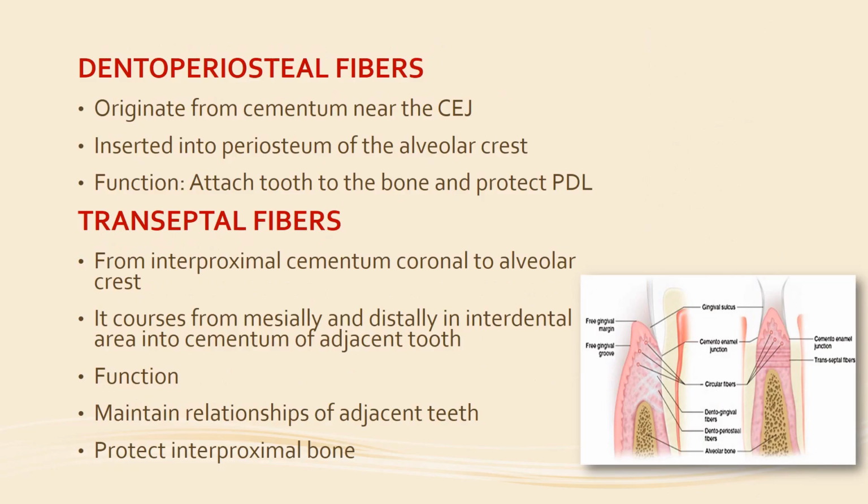Dentoperiosteal fibers originate from the cementum near the CEJ and insert into the periosteum of the alveolar crest. They attach the tooth to the bone and protect the PDL. Transseptal fibers originate from the interproximal cementum coronal to the alveolar crest. They course mesially and distally in the interdental area into the cementum of the adjacent tooth, which functions by maintaining the relationship of adjacent teeth and protecting the interproximal bone.